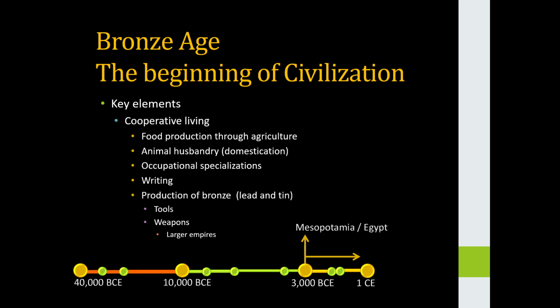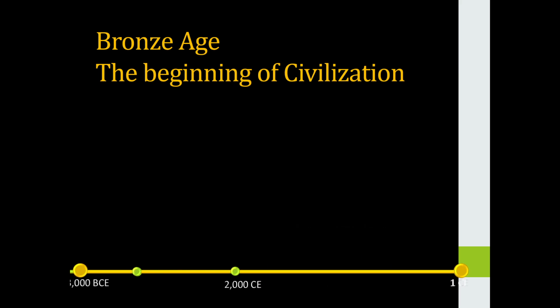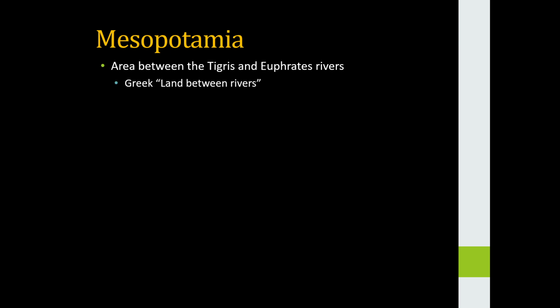All right. So let's talk about Mesopotamia and Egypt. Now we're starting to get into much shorter periods of time, so we're expanding the timeline. And we'll start with Mesopotamia. Mesopotamia basically translates from Greek into the area between two rivers, right? It's land between two rivers. And the two rivers are the Tigris and the Euphrates.